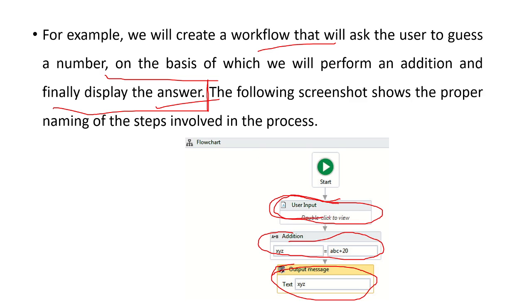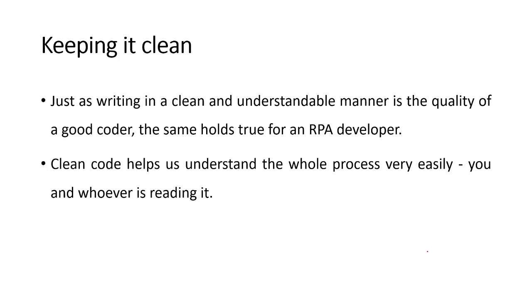So see here, they have labeled this particular activity with user input. By looking at this, we can easily say that this activity's responsibility is to get the user input. And see here, they have properly named even this assignment called addition. By looking at this name, we can easily understand that an addition operation has been performed here. And again, look at this name here, output message. By looking at this name, we can easily say that this particular activity is writing or displaying the message.